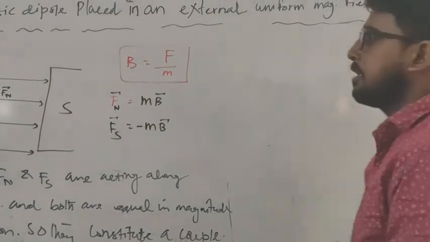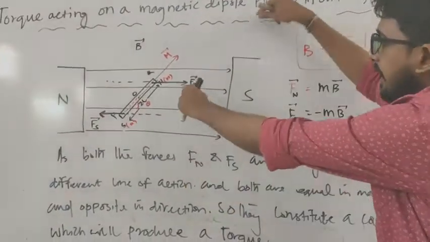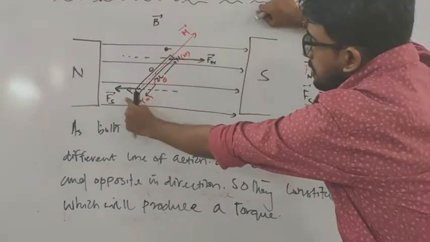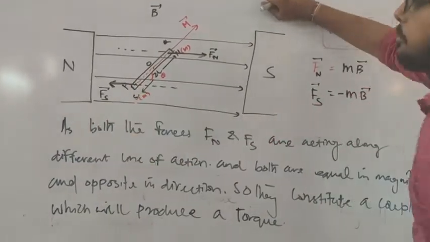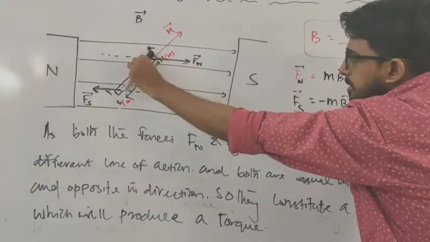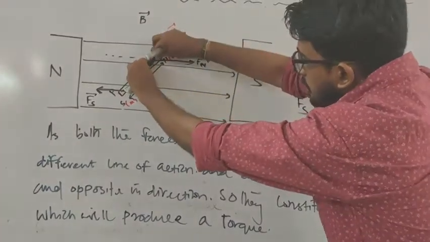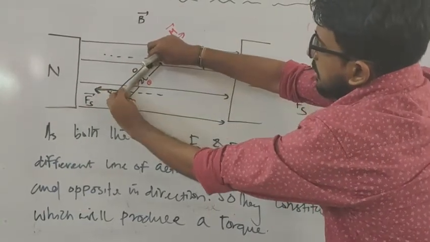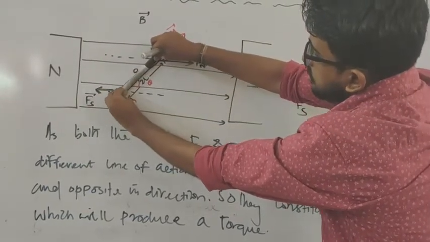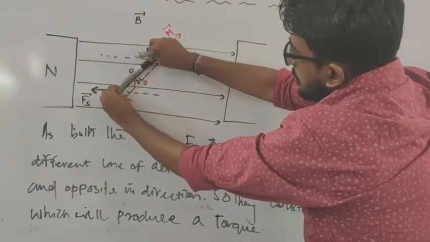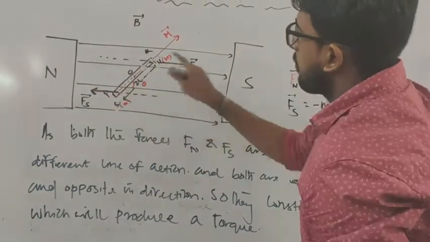As here is a force on the north pole which is acting along the direction of the magnetic field, and another force on the south pole which is acting opposite to the direction of the magnetic field. Both are equal in magnitude. So this is the dipole. One force is acting along this direction and another force is acting in this direction. These two are equal in magnitude but opposite in direction. So the dipole will turn like this, or the dipole will experience a torque due to this couple of forces.